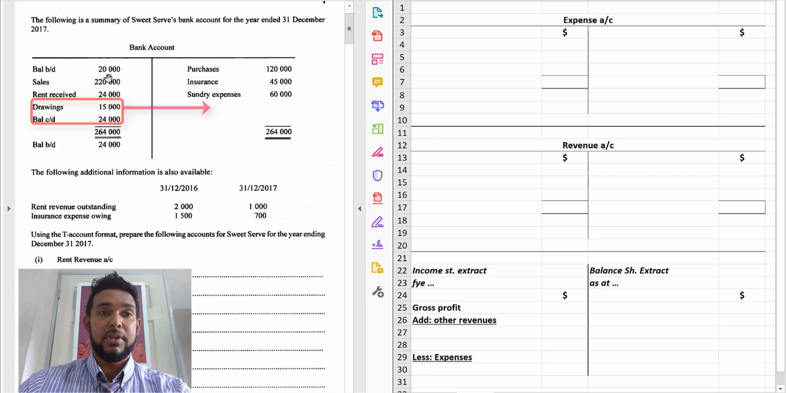If we add up everything here, 20 and 220 is 240, 240 and 24 is 264, that's the total. If we add up this side, 120 and 45 is 165, 165 and 60 is 225. So if we put the 15 across here, 225 and 15 is 240, and if we add the 24, we get 264. So clearly there was some sort of oversight when this paper was released, and these items are supposed to be across here. I would think that they would have a process or an errata sheet.